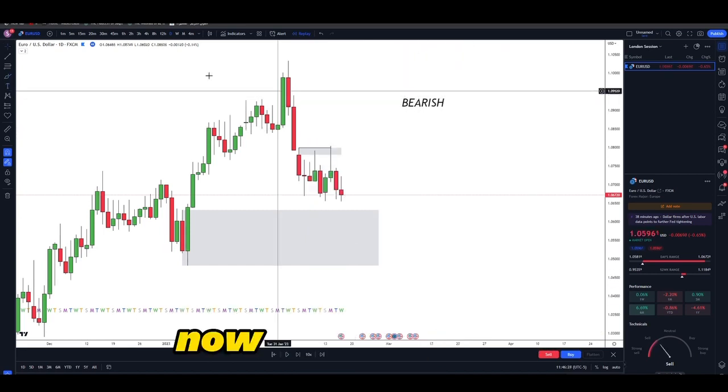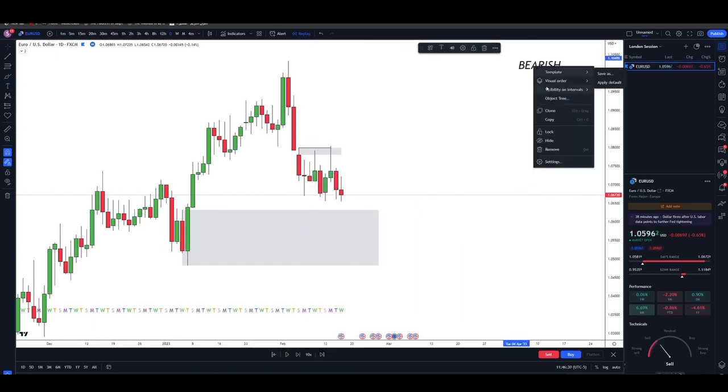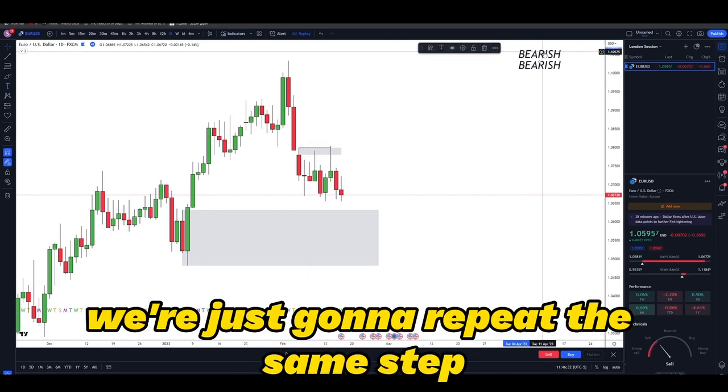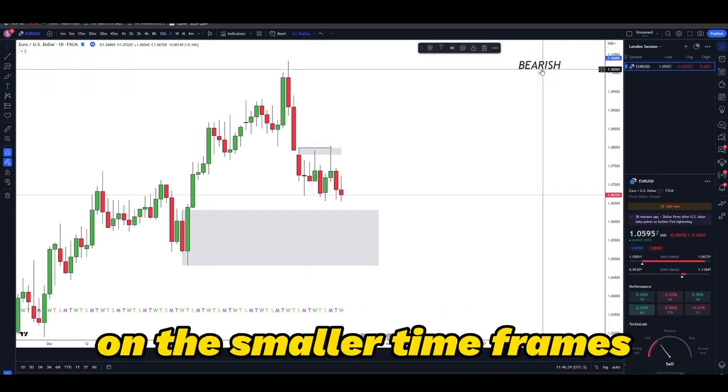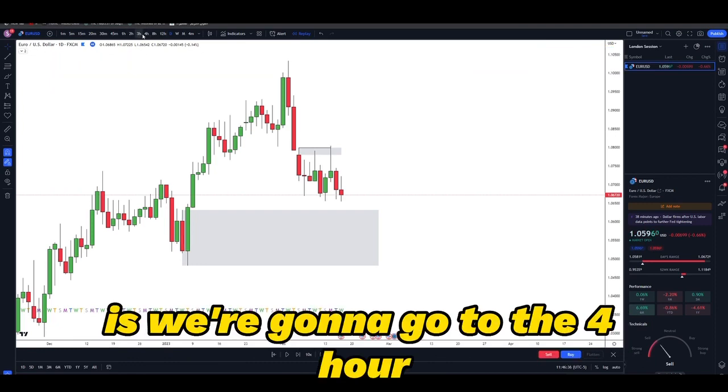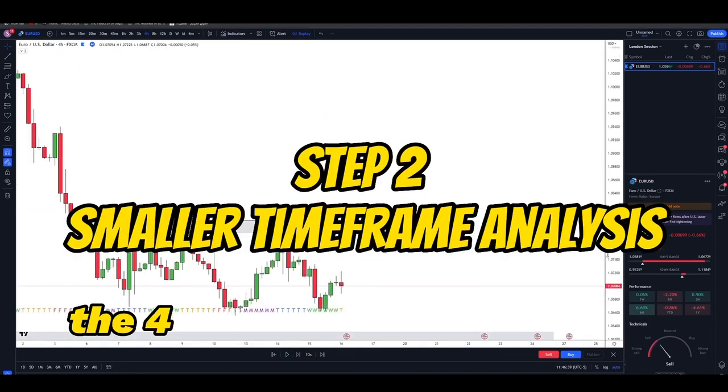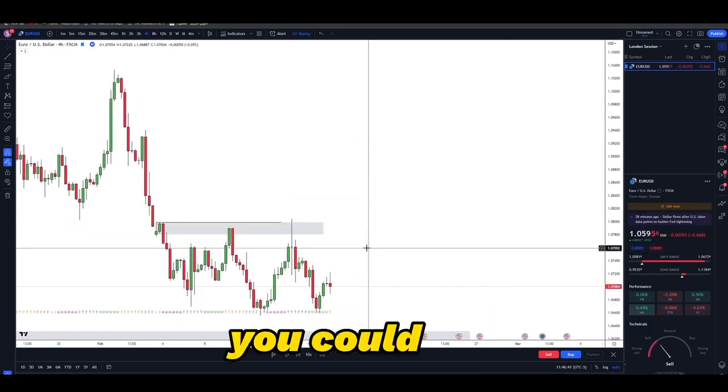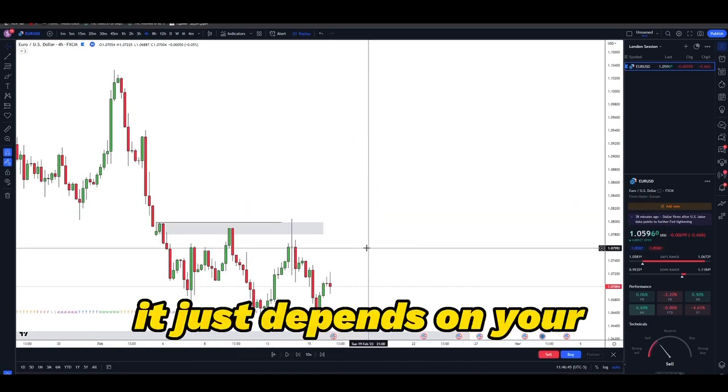There we go. Now step number two, very simple. We're just going to repeat the same step on these smaller time frames. What we're going to do now is go to the 4-hour, right? And remember, the 4-hour is not the objective time frame. You could use many different time frames, but it just depends on your trading style.